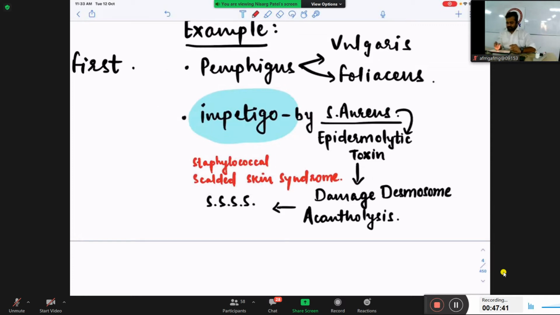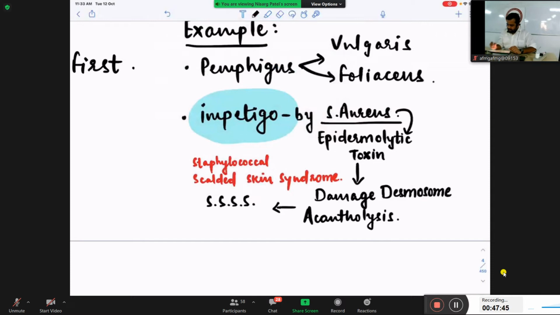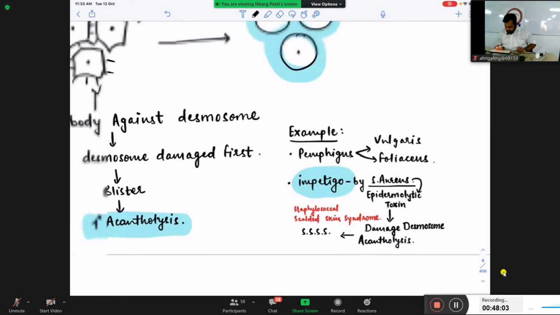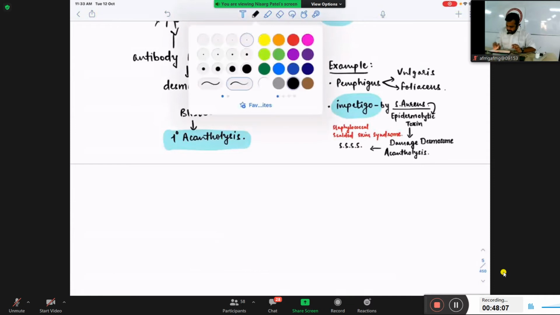So here you have to remember three things well. Impetigo, what is the causative agent? Staphylococcus aureus. Which toxin is produced? Epidermolytic toxin. And this epidermolytic toxin will damage my desmosome, will cause acantholysis, and the disease is known as staphylococcal scalded skin syndrome. We will discuss this later in detail also.